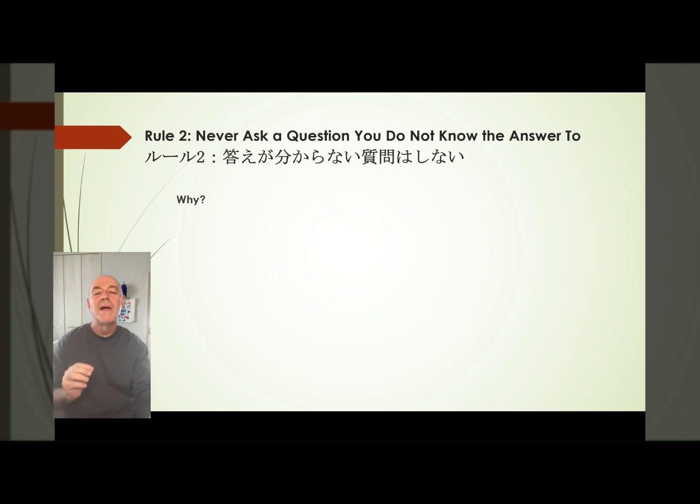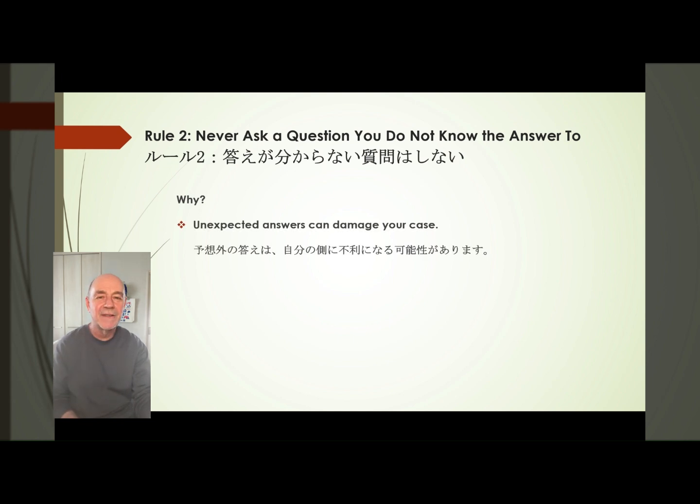Rule number 2, never ask a question you don't know the answer to. This is something that's so important. I really have to emphasize, don't ask a question you don't know the answer to because it can become a disaster. And why? Because unexpected answers can damage your case. If you don't know the answer to the question, then you don't know what they're going to say, and they might end up saying something that's terrible for you or your client. And so never put yourself in the situation where you don't know the answer to the question.